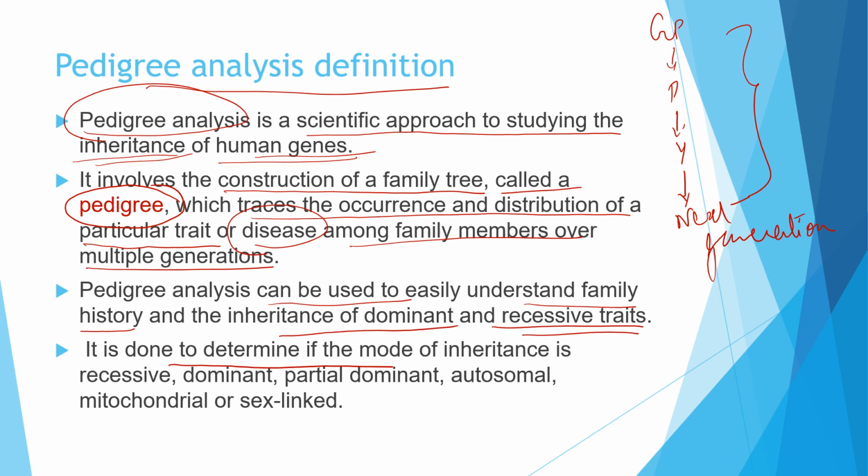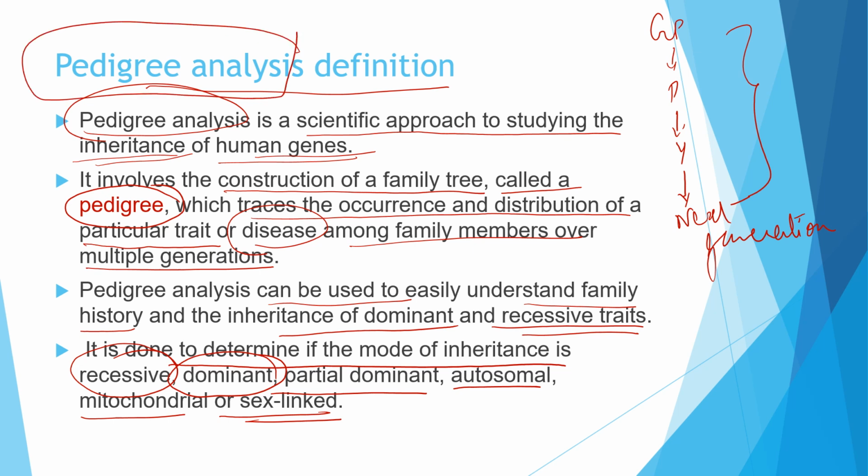It can be done to determine the mode of inheritance. What is the mode of inheritance? Whether it is a recessive one or a dominant one. These terms, recessive, dominant, partially dominant, autosomal, mitochondrial, or sex linked, you have studied a bit when you studied Mendel's laws of inheritance. But a few things are new, and many more new things we are going to discuss today. So let's get started. First we are going to understand that when we are doing pedigree analysis, we should know certain signs and symbols. So let's see that.